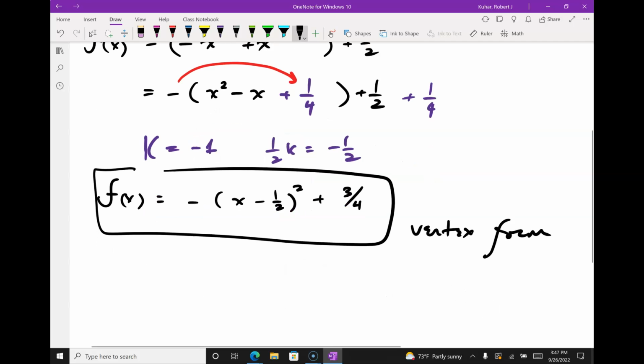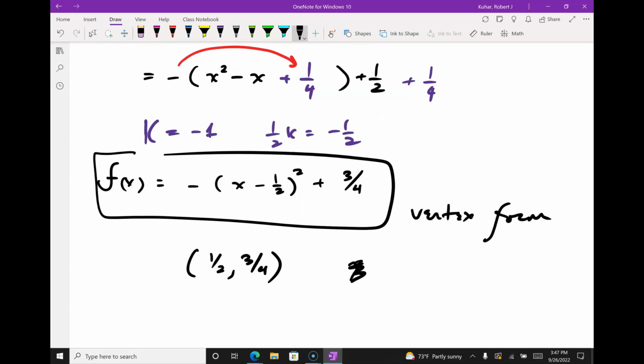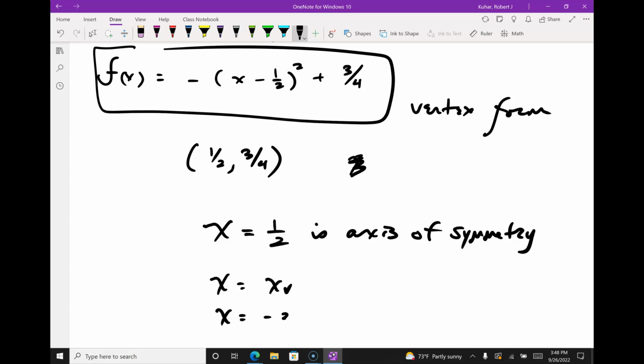So vertex is where? 1/2, 3/4. X equals x of v, so x equals 1/2 is the axis of symmetry. X equals x of v, or x equals minus b over 2a. Have you heard that before? Is the axis of symmetry.